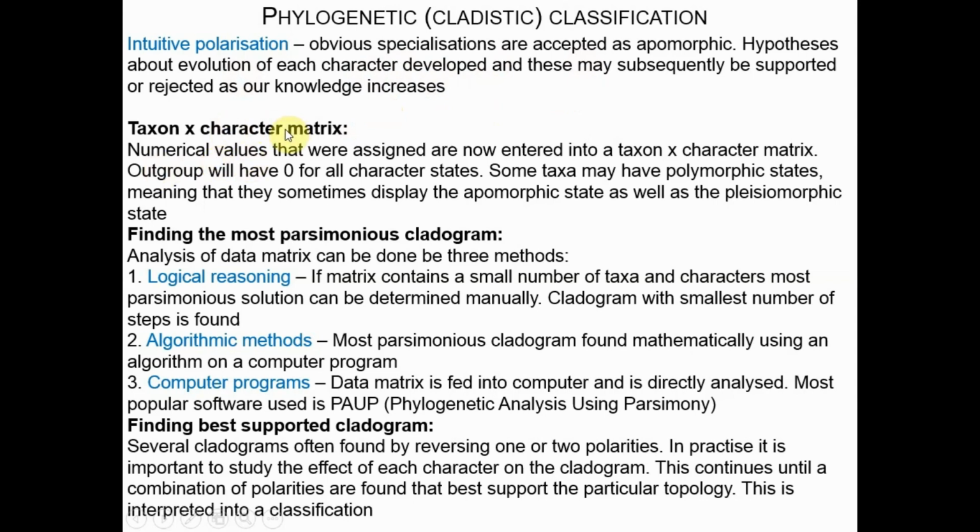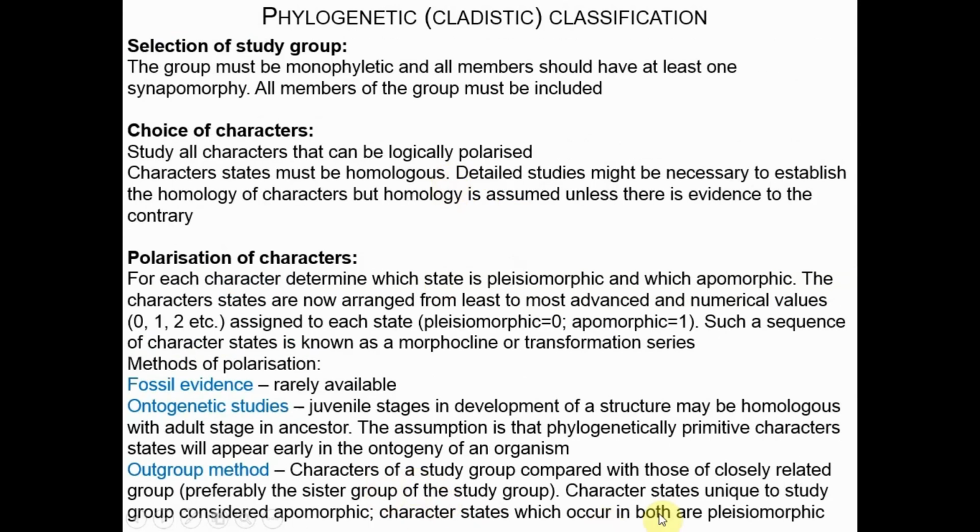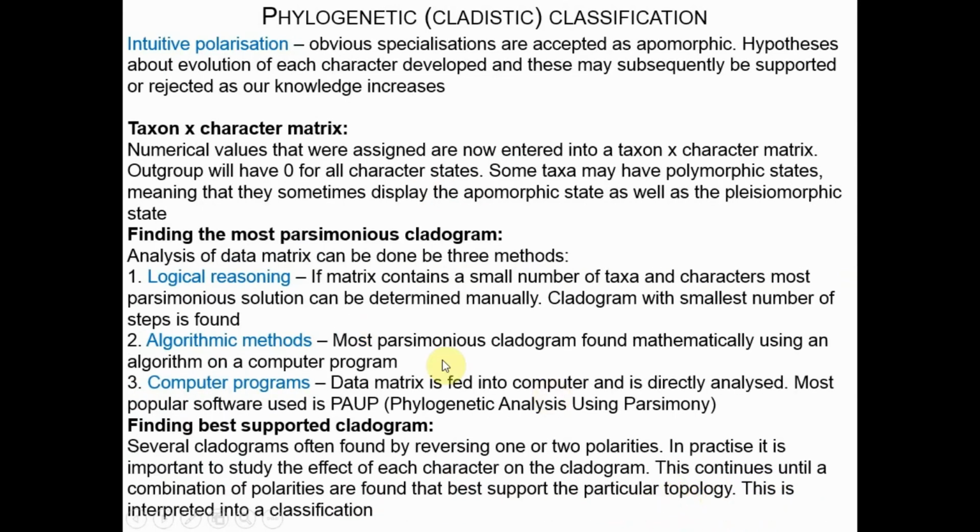The taxon by character matrix, we then set up numerical values that were assigned are entered into the matrix. So the outgroup, which is the one that we compared with, will have 0 for all of the character states, because remember we said here we assume that those that are present in the outgroup will be plesiomorphic, and therefore will be scored as 0.